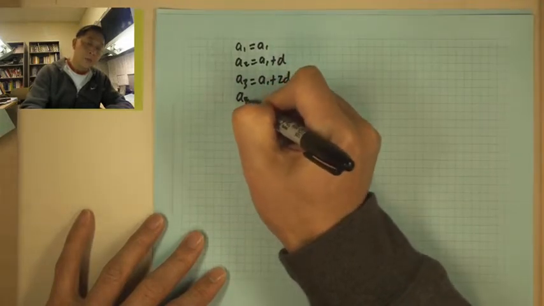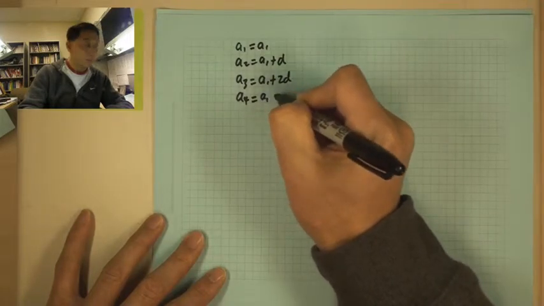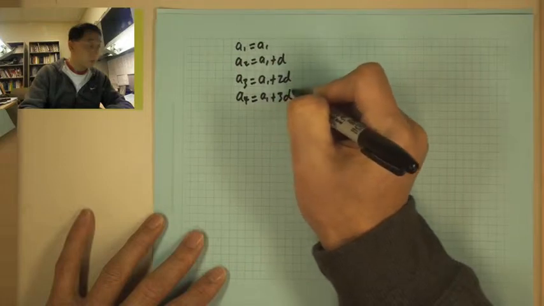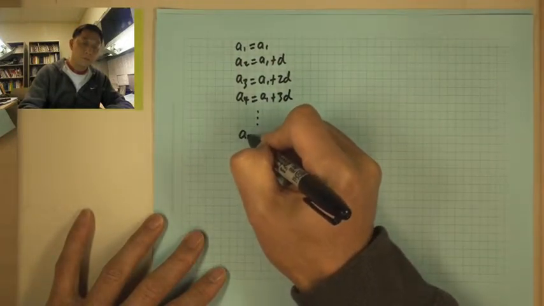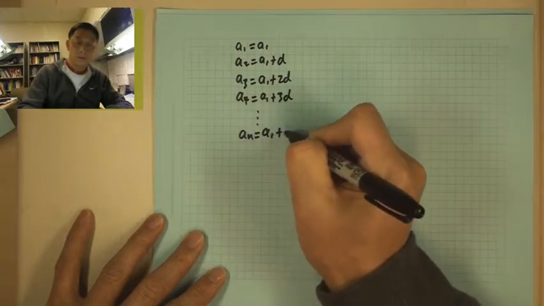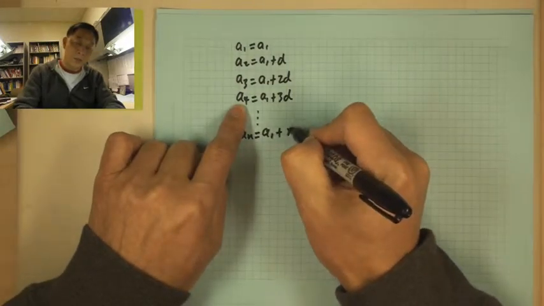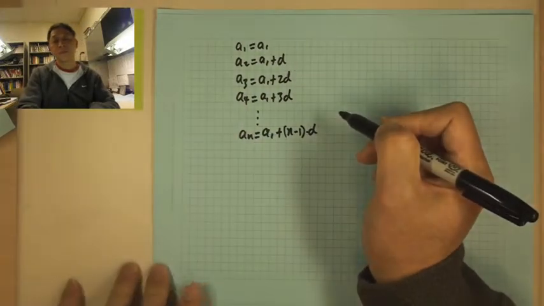a4, if you want to do more, that will be a1 plus 3d, and an is a1 plus d times, always 1 less than the sub-index. So here it is n minus 1, and then d.